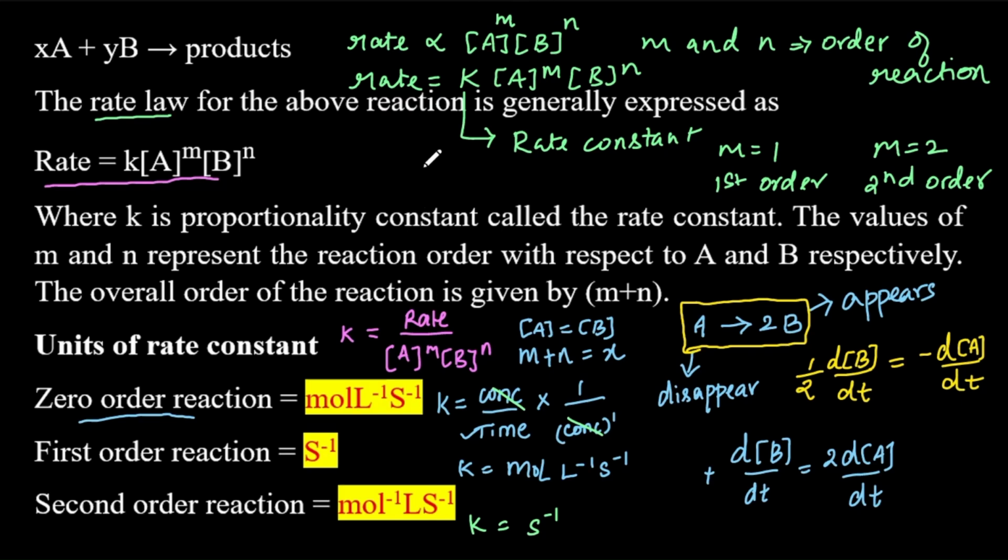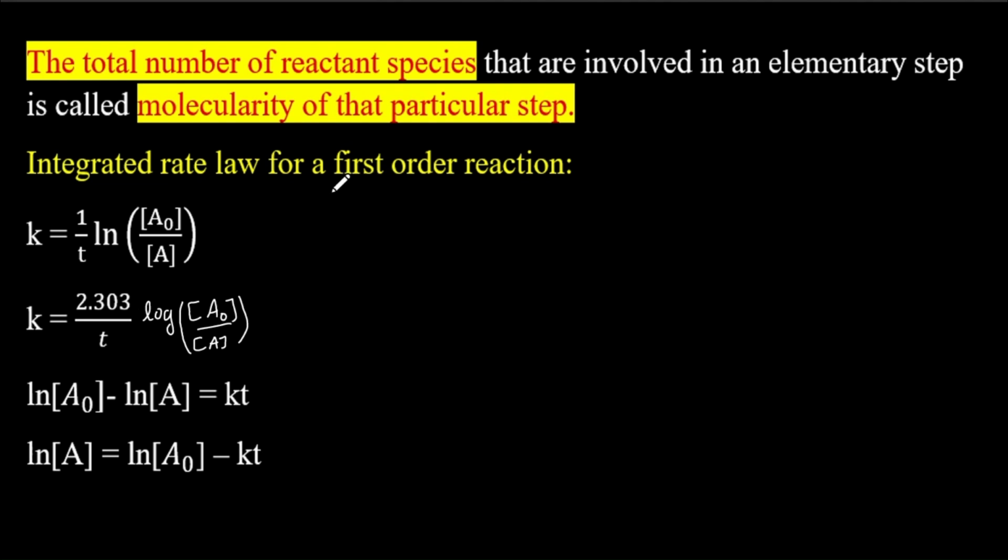So we will go to the next point. The next point is that the total number of reactant species involved in an elementary step is called molecularity. So you have to know this. Then the next important formula which is used in solving the problems is the integrated rate law for the first order reaction. The rate constant is given by the formula 1 by t ln [A]0. So the concentration [A]0 is the initial concentration.